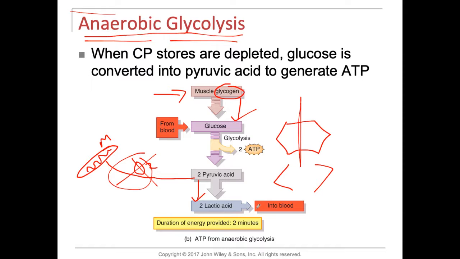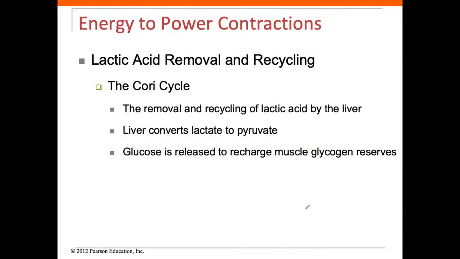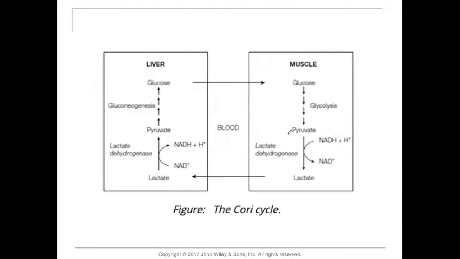Now, lactic acid can be converted back into glucose. It does so by a cycle called the Cori cycle. It's the removal of lactic acid by the liver, and the liver converts the lactic acid back into pyruvate. And then pyruvate can be converted back into glucose. So here we see the muscle and we see the liver. These are two different places that glucose can be stored.